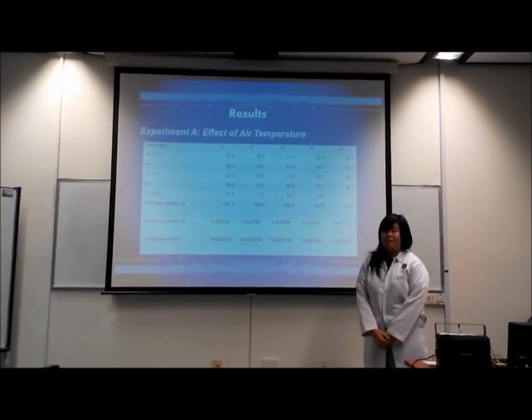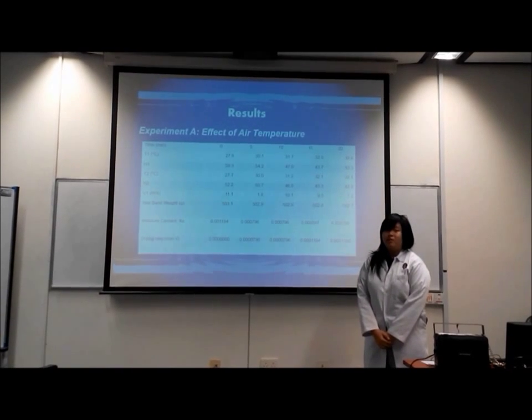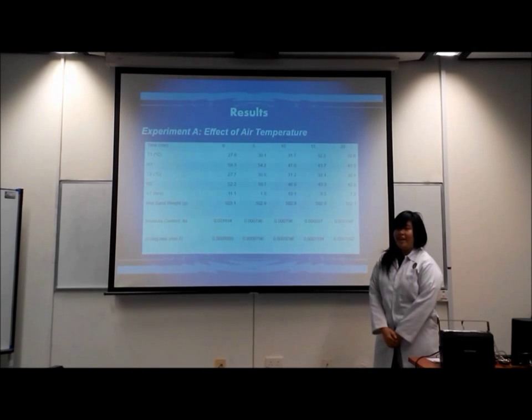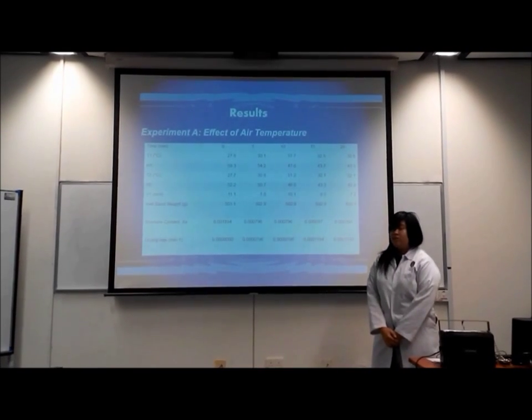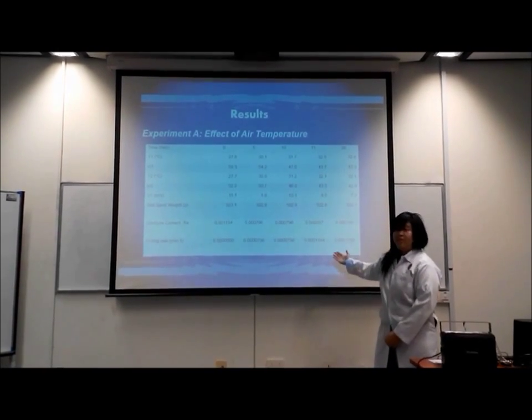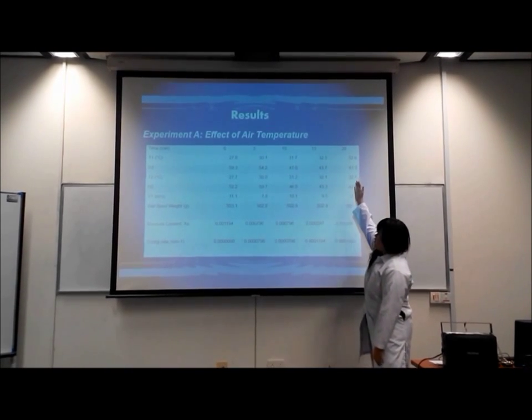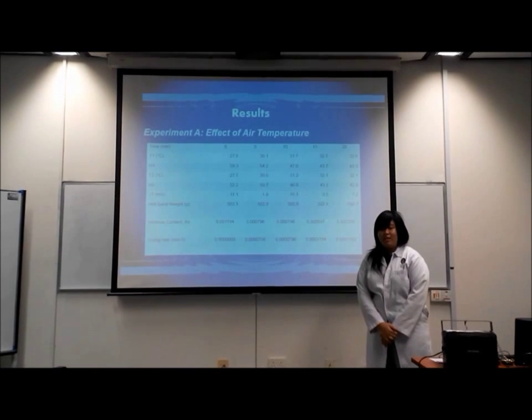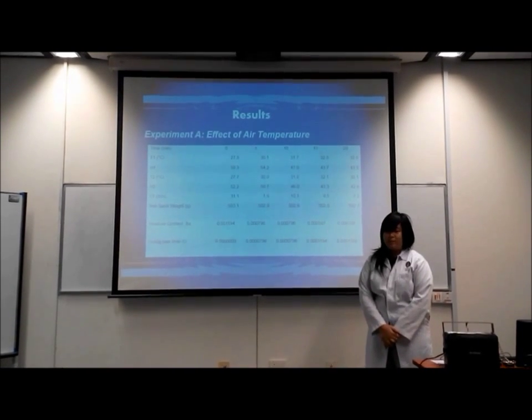Hi, my name is Chua. I'm going to present to you the results of our experiment. As we have mentioned just now, there are two experiments. The first one is on the effect of air temperature. Based on our experiment, we have tabulated these results. From the first column, the time column, until the wet sand weight, those are the recorded measurements we have taken during the experiment.